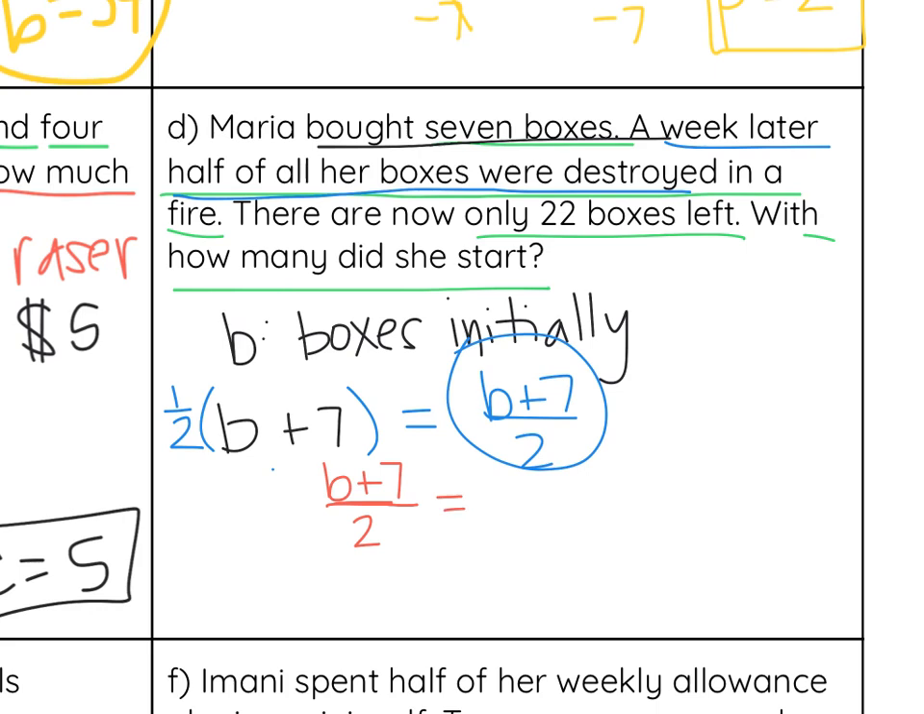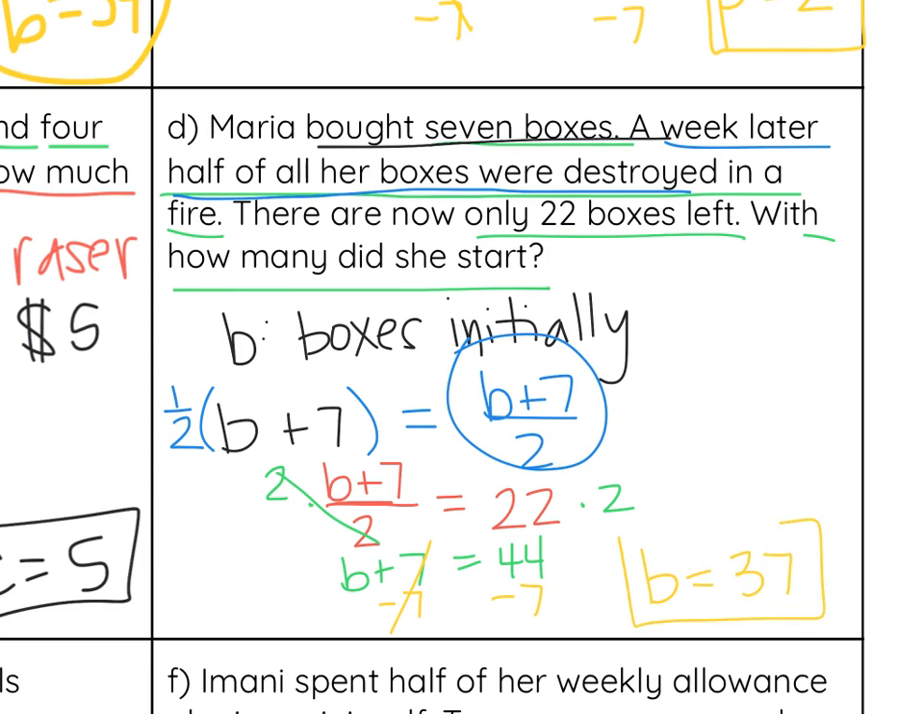And she ended up with 22 boxes at the end. So now I'm going to use my inverse operations to solve. Because this is dividing the whole thing by 2, I want to get rid of that fraction by doing the inverse of dividing by 2. The inverse of dividing by 2 is multiplying by 2. So we have B plus 7 equals 22 times 2, which is 44. Now to get B by itself, I'm going to use my inverse operations and subtract 7 on both sides. And I'll end up with a final answer of B equals 37. So she must have started with 37 boxes.